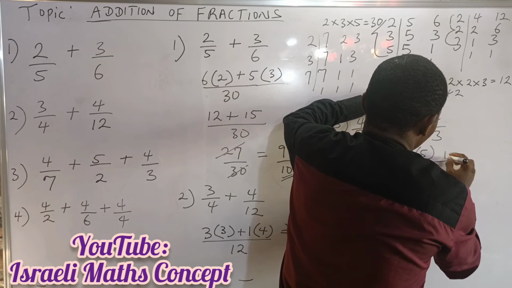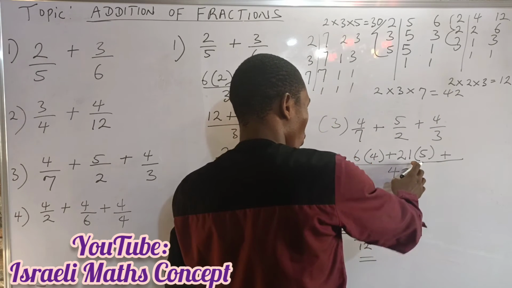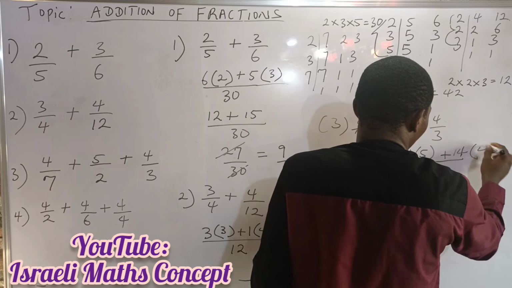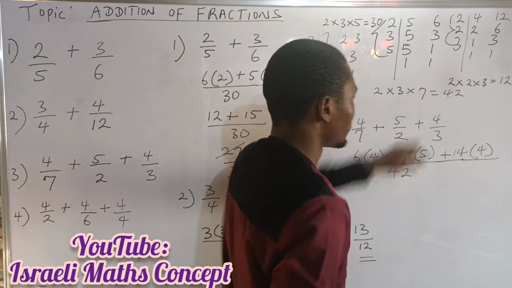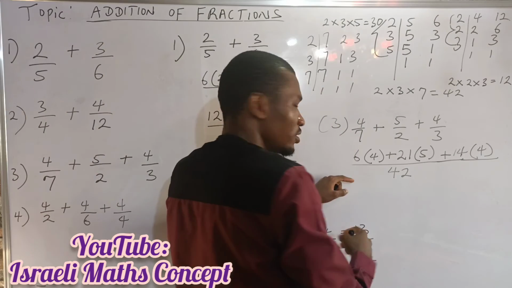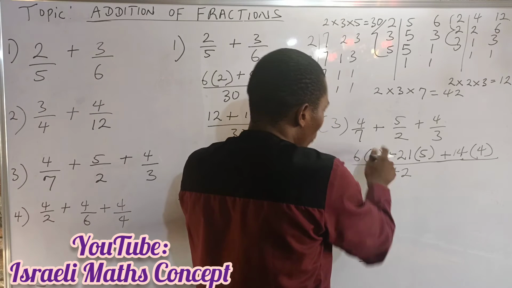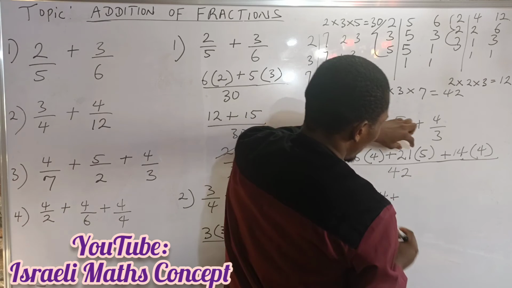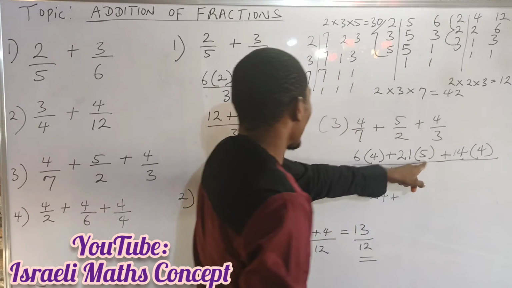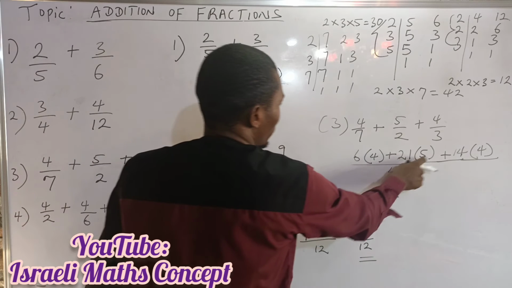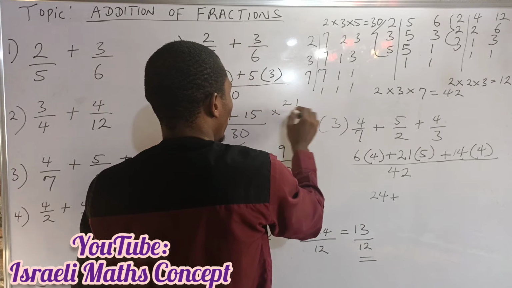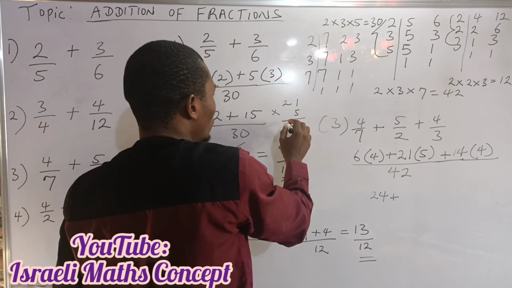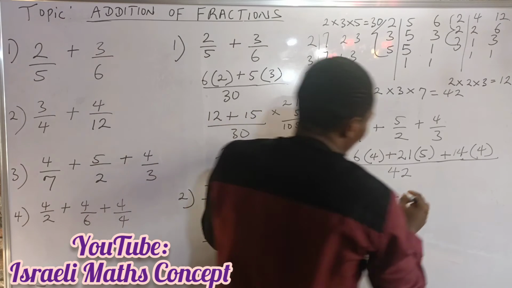Then that 21 will multiply out the numerator of the fraction, which is 5. Then plus 42 divided by 3 will give us 14. Then that 14 will multiply out your 4, which is the numerator of this fraction. Then we have 6 multiplied by 4, we have 24, plus 21 multiplied by 5. For your keys, this is the simplest way to do it. 5 multiplied by 1 is 5, and 5 multiplied by 2 is 10. So we have 105.